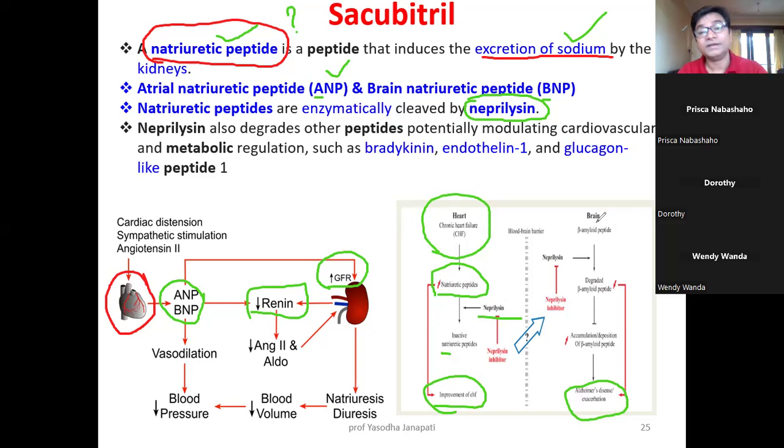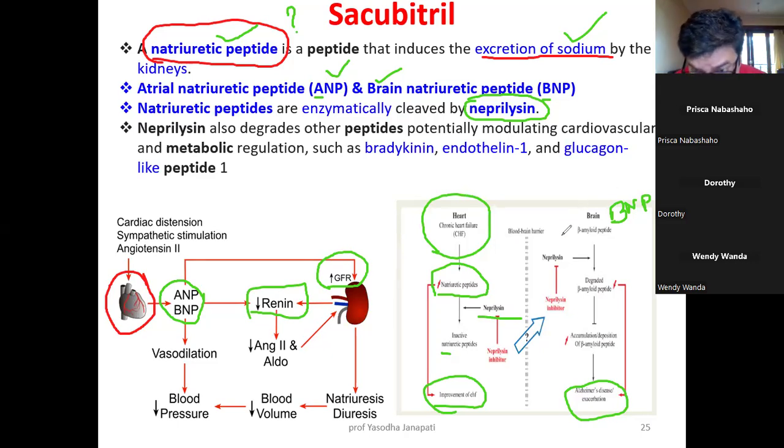The same concept applies in Alzheimer's disease also. In Alzheimer's disease, brain beta amyloid peptides are involved. BNP is getting degraded by the same enzyme, neprilysin. So when it degrades, amyloid is deposited in the brain and causes Alzheimer's. They found that neprilysin inhibitors may be better in Alzheimer's disease, but still it is in research.